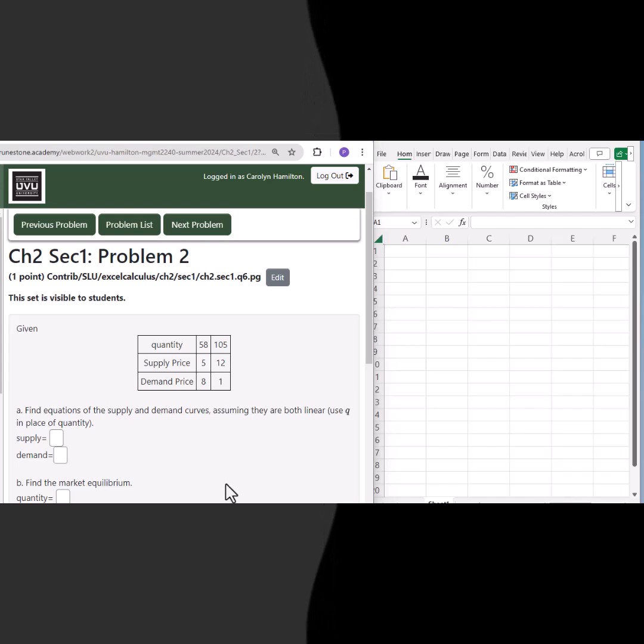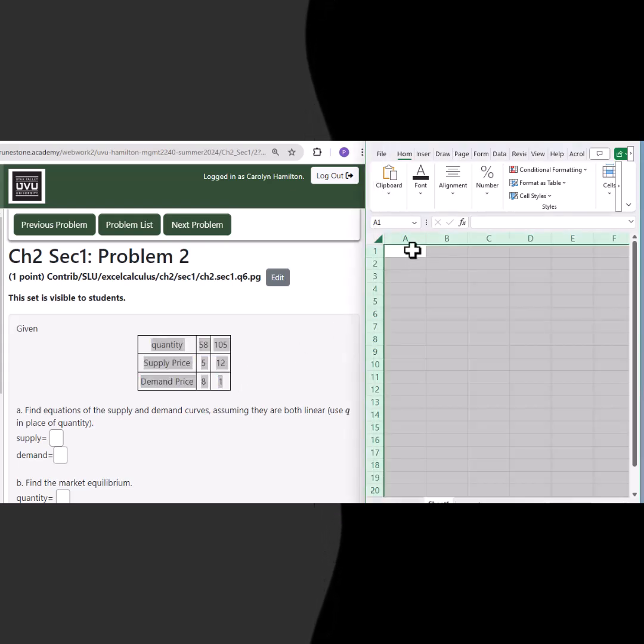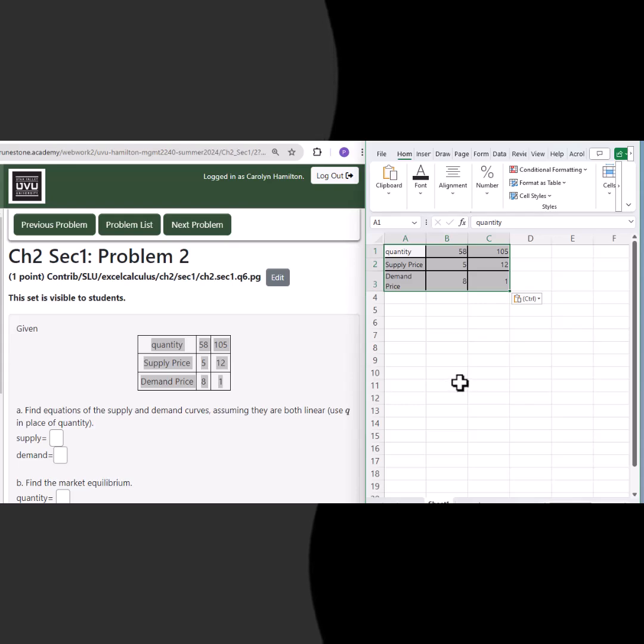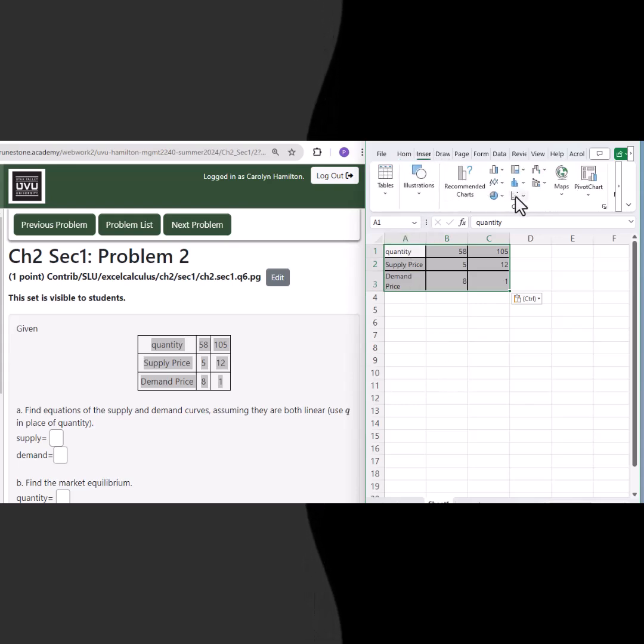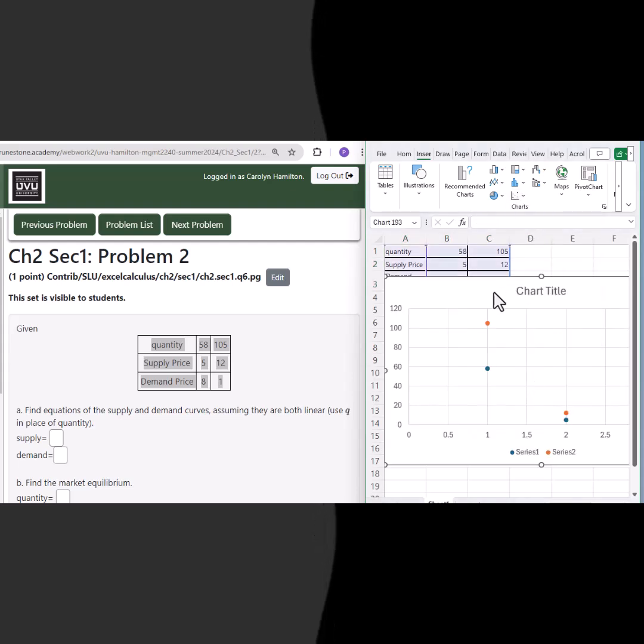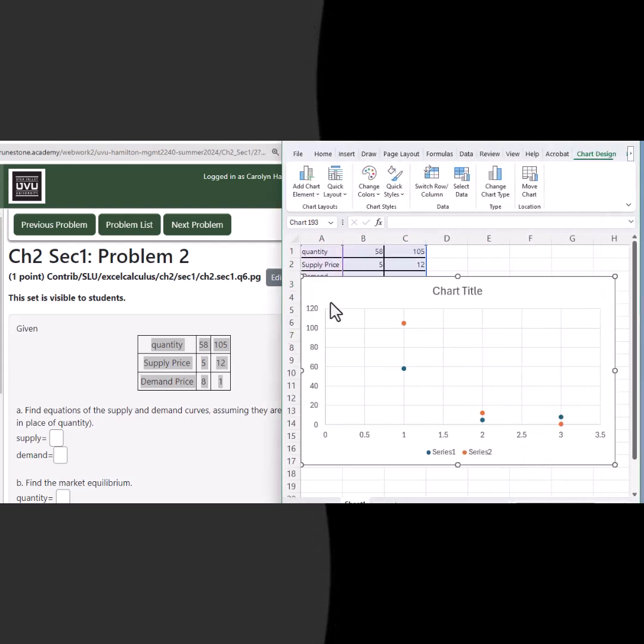This time we're given the data for a supply curve and demand curve, and we are assuming that both of the models will be linear. So let's get this brought into Excel. And now if I insert a graph, notice that I have 3 points again, and the series names came up.